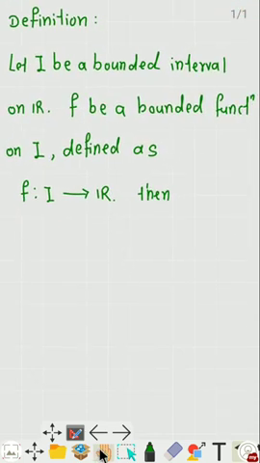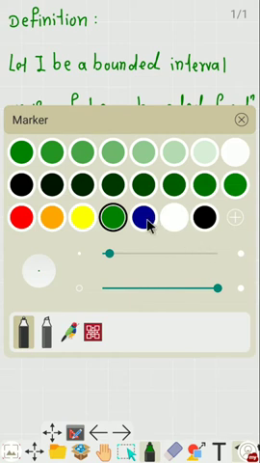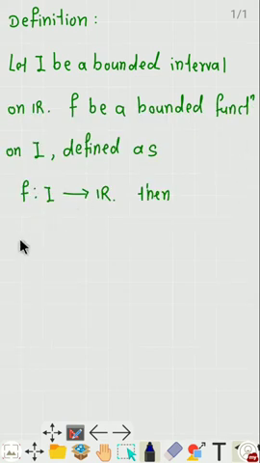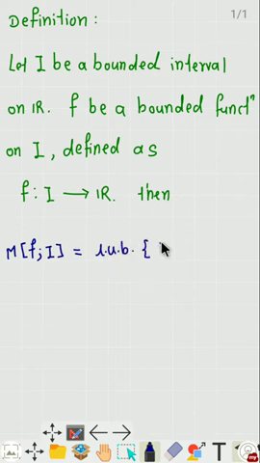we write capital M of f; I is equal to, and this is the notation for the least upper bound of the values of function f of x, x belongs to I. So this is our first notation for the least upper bound of a function in the interval I.